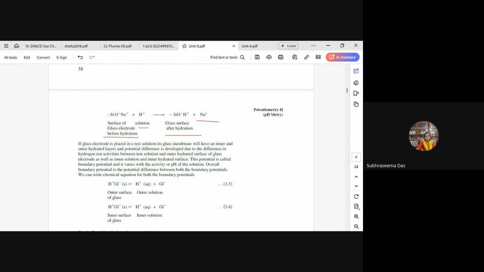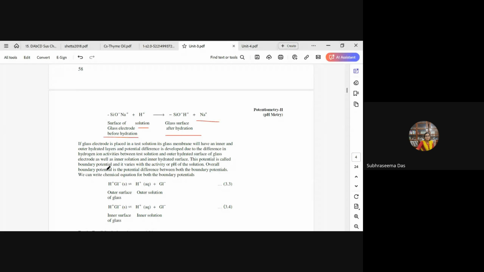Now this potential is very important, and it is called the boundary potential. The difference between the outside and the inside, when we have the solution, is called the boundary potential. This boundary potential is very much dependent on pH. Once the pH of the solution is varied, the boundary potential also varies. Overall, the boundary potential can be called the potential difference between the boundary potentials.